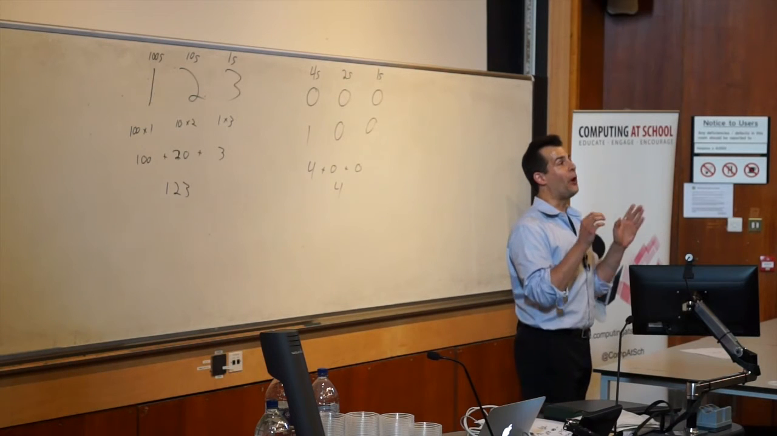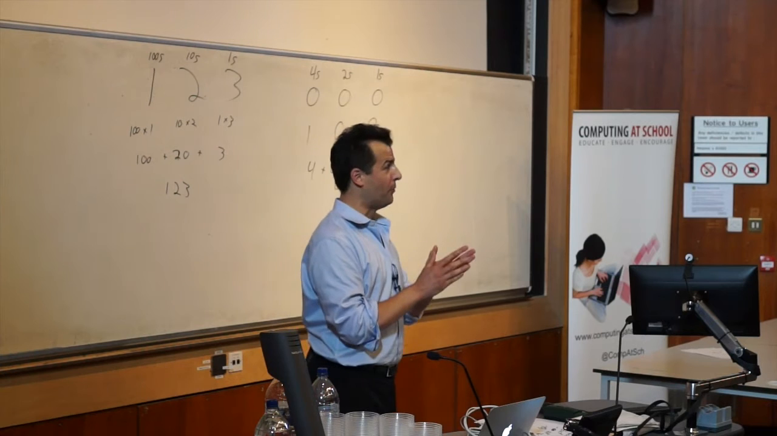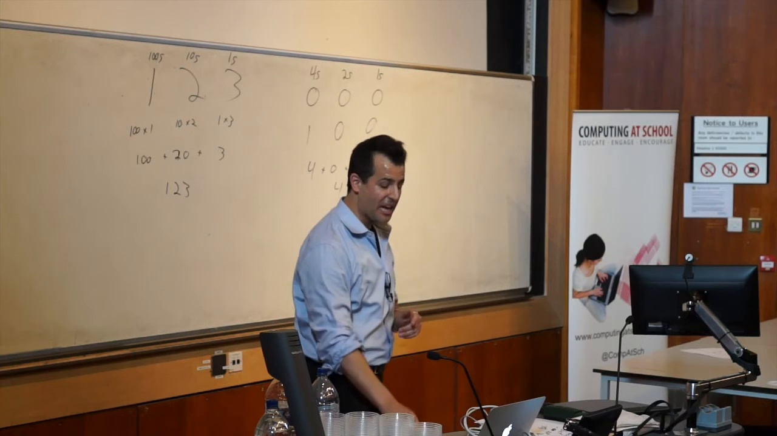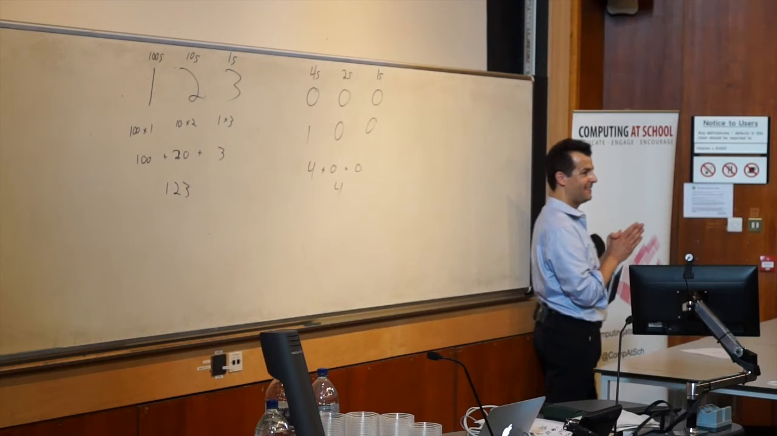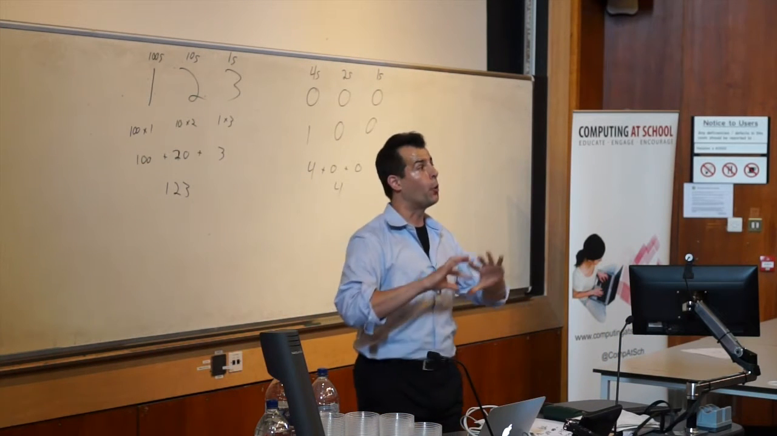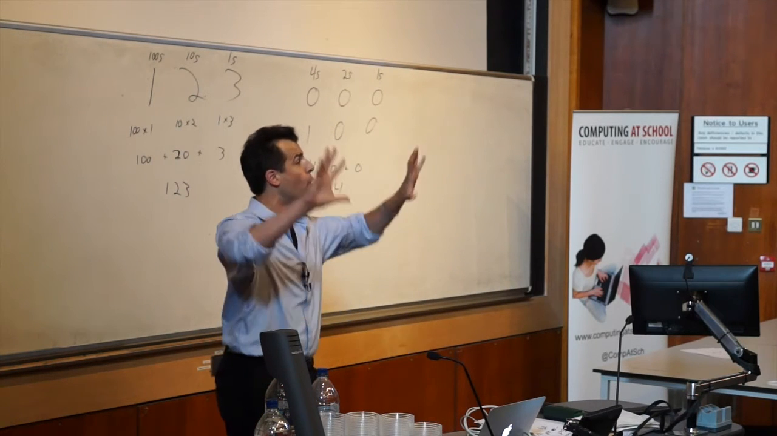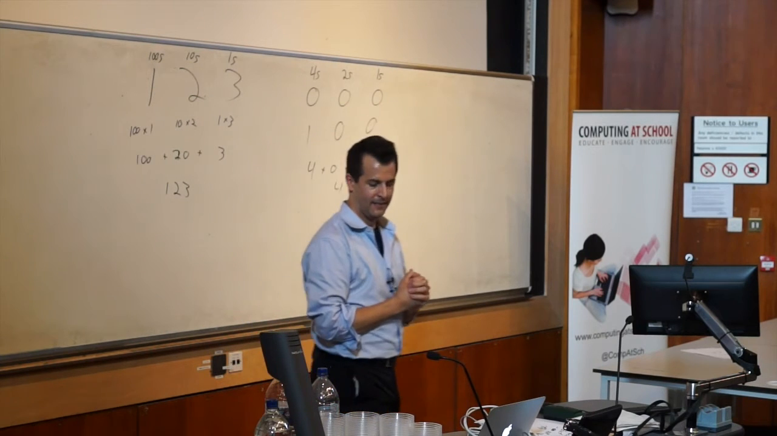Okay, at this point in the story, everyone should be thinking of the number 2, except maybe for one person if there's an odd number. So step 3 is one of you in that pair should sit down. The other should go back to step 2. Those of you still standing should realize you are now in a loop because you have been instructed to go back to step 2. So if you would, pair with someone else still standing, add, sit, repeat.